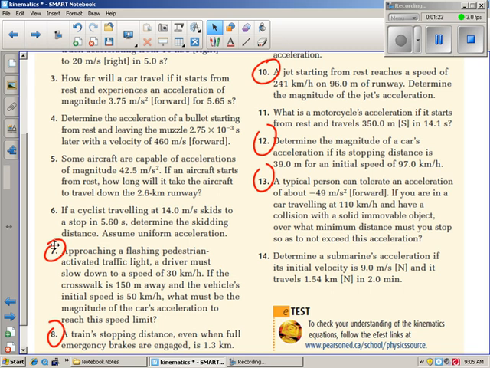It says approaching a flashing pedestrian activated traffic light. The driver must slow down to a speed of 30 kilometers per hour. The crosswalk is 150 meters away. And the vehicle's initial speed is 50. What must be the magnitude of the car's acceleration to reach this speed limit? So this is a good question to go over first, actually, because it doesn't have the time. That was what you were having the issue with.